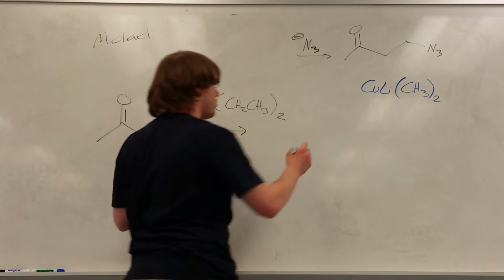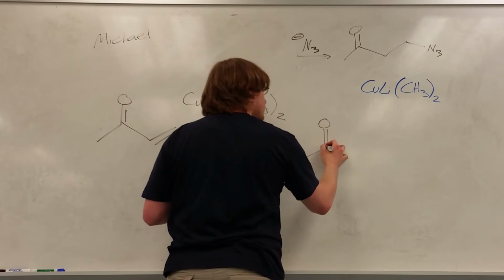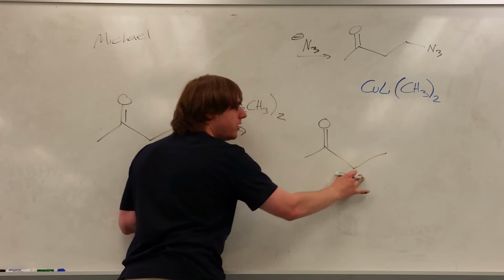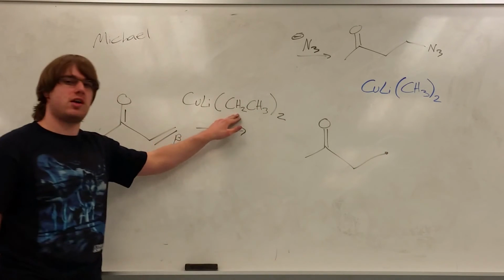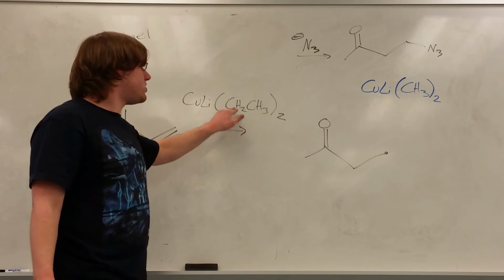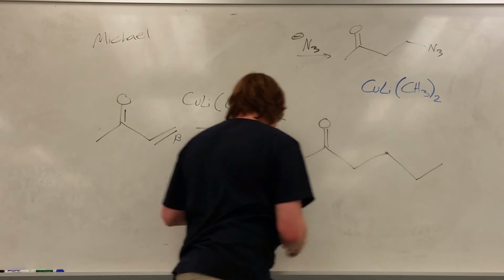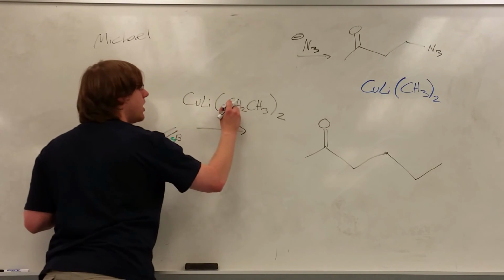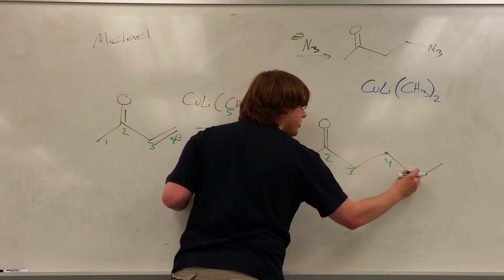So just like I did here, redraw what you started with. Now erase that double bond. And that carbon that was on the end of the double bond, stick whatever is in the parentheses there. CH2CH3. So CH2CH3. I'm adding two carbons. So I have 1, 2, 3, 4, 5, and 6. And here I have 1, 2, 3, 4, 5, and 6.